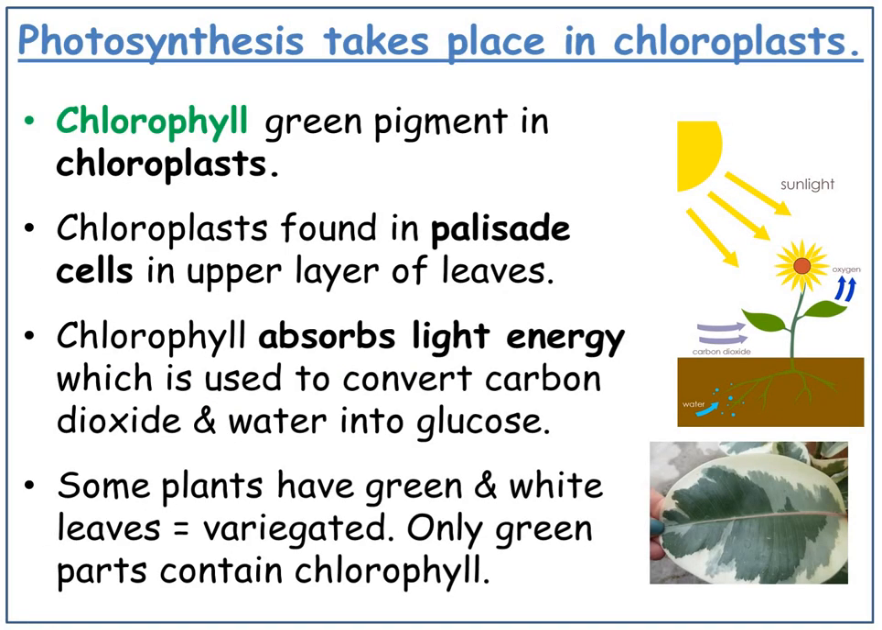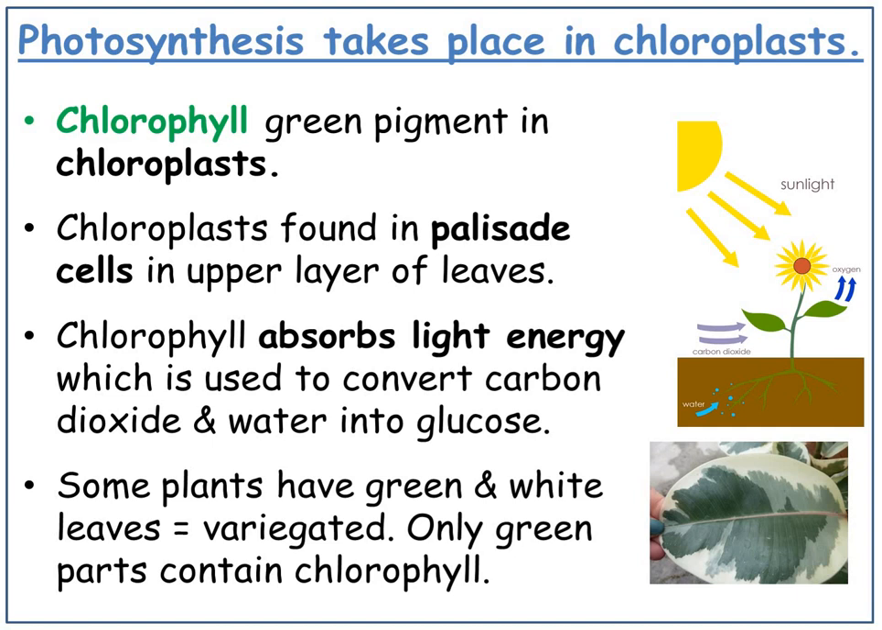And photosynthesis takes place in chloroplasts, and chlorophyll is the green pigment in chloroplasts. Chloroplasts are found in palisade cells in the upper layer of the leaves, and the chlorophyll absorbs light energy, which is used to convert carbon dioxide and water into glucose.